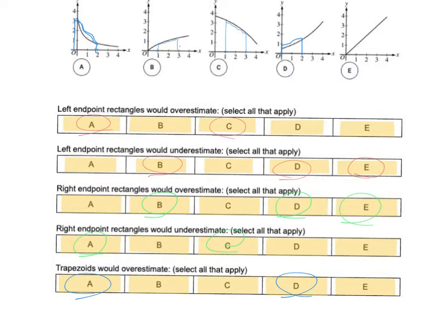And then E is weird because it's not concave up or concave down, it's linear. The second derivative would just be 0 the whole time. And the trapezoid would give an exact answer. If you make a little trapezoid here from 1 to 3 again, well, that's exactly the function there. So that's not an overestimate if it's the exact answer. All right, so that's questions 1 and 2.